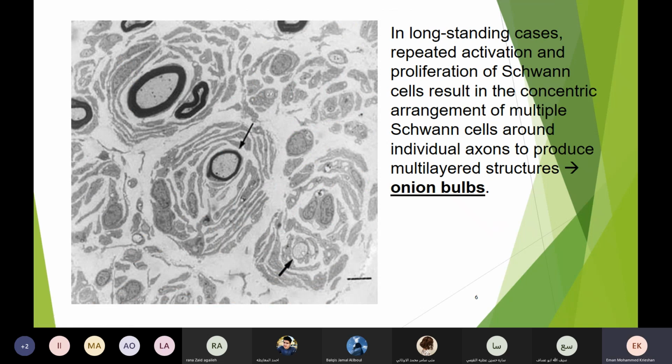So in regeneration of Schwann cells, this is an EM, electron microscope photo, that shows something called the onion bulb, which are multi-layered structures around Schwann cells. So this is arrangement of Schwann cells which lead to this structure called onion bulbs, EM photo, electron microscope photo.